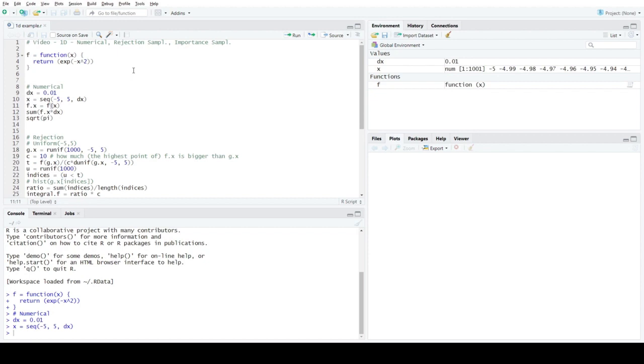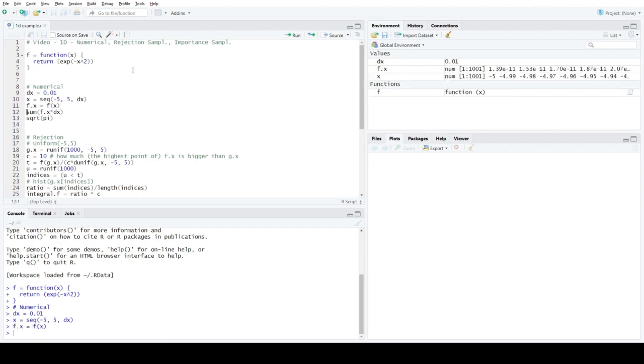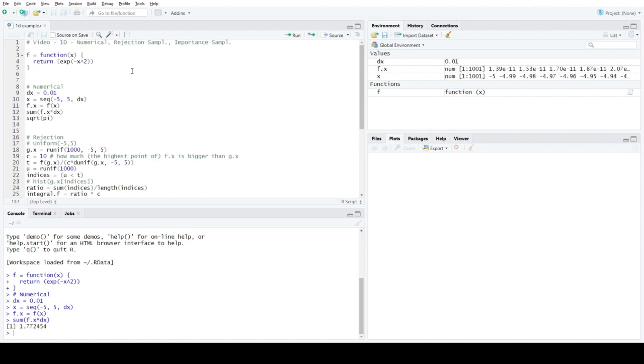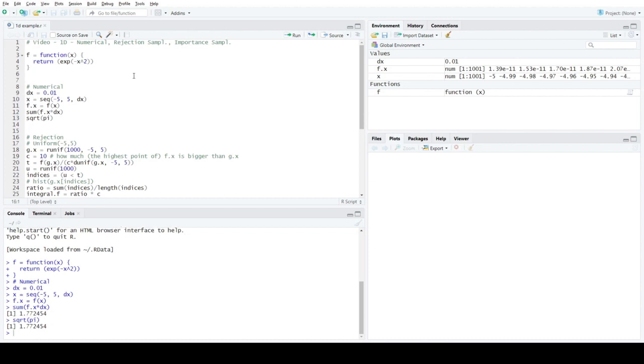Now we calculate the value f of x for each of those points that we chose, and we calculate the columns. This is a column, and we calculate this for every point that we chose. So this is basically a vector of columns, and we sum all those columns together, and we get 1.772454. Remember that the actual integral is square root of pi, and we can see that up to 6 decimal points, this is exactly the same.